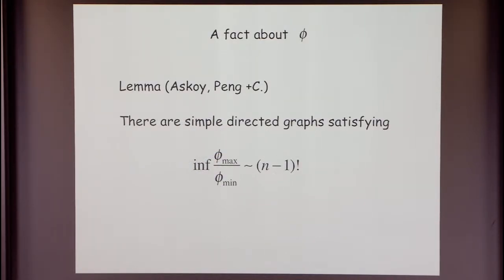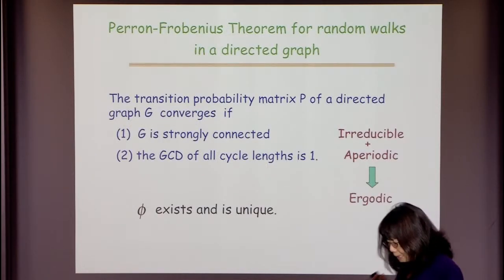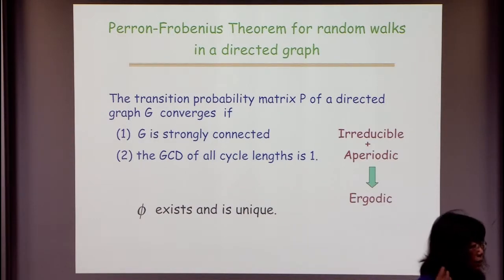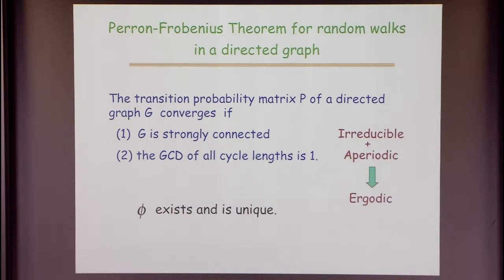In fact, it could be as bad as n-1 factorial for simple graphs, which means all the edge weights are 1. Okay, so that's a very big difference. The stationary distribution for the directed case is very unfriendly. It's not in polynomial land in the worst case, of course.